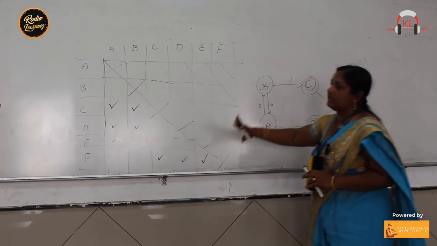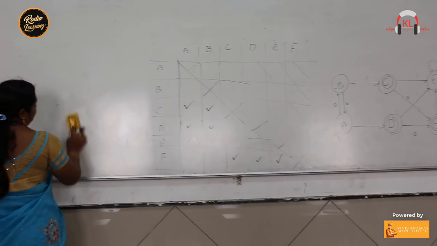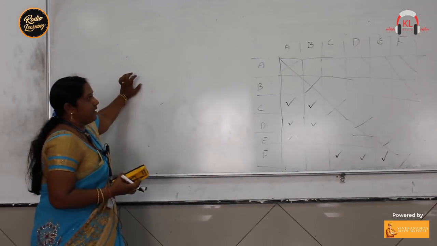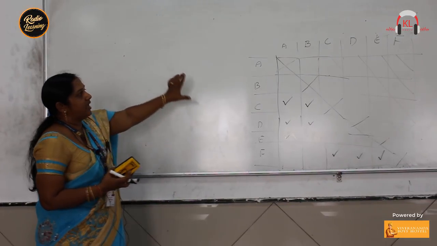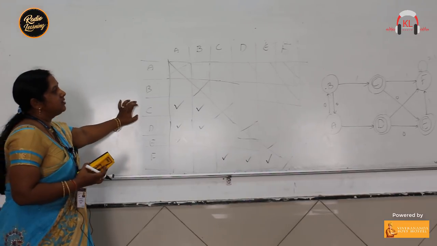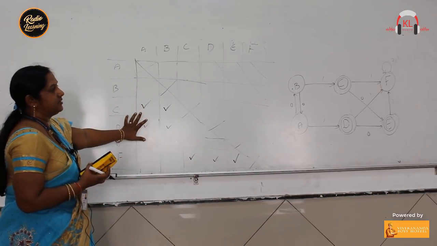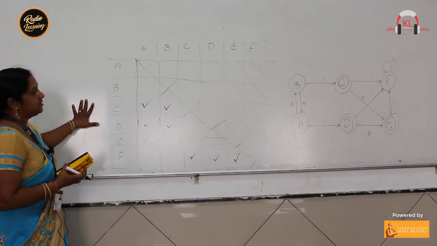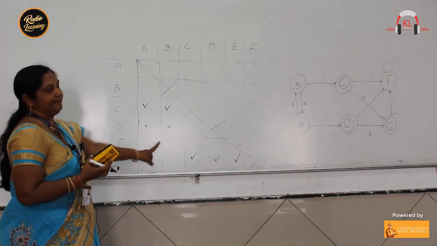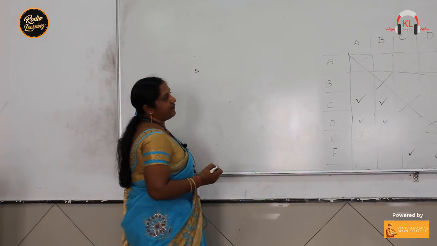Now this is the second step in the Myhill-Nerode theorem. Now we are going for the third step. I am repeating once again: the first step is taking the pairs, and the second step is marking all the pairs where one belongs to the final state and one does not. If both belong to the final state, we are not marking. Now the third step.